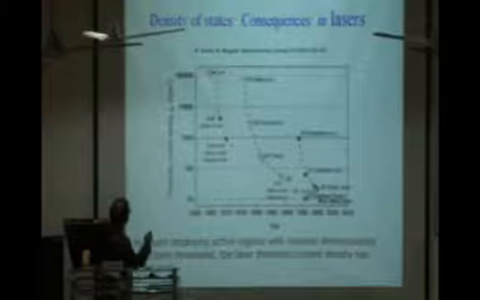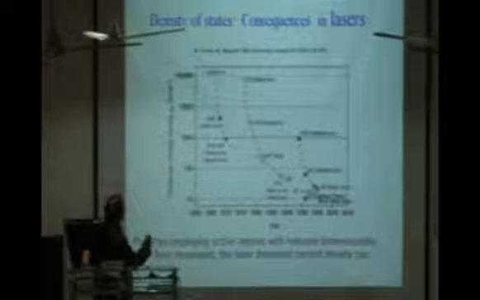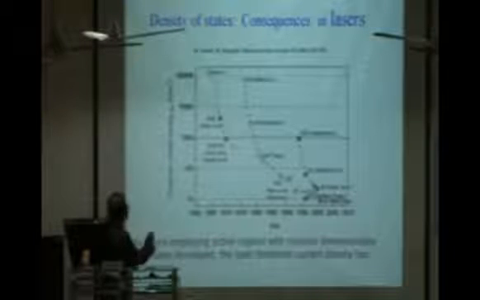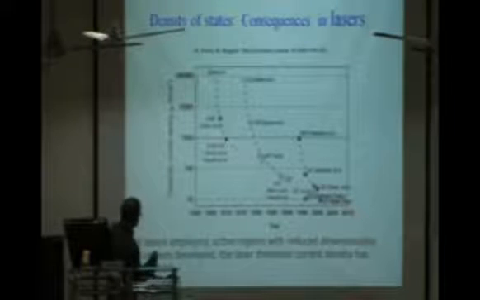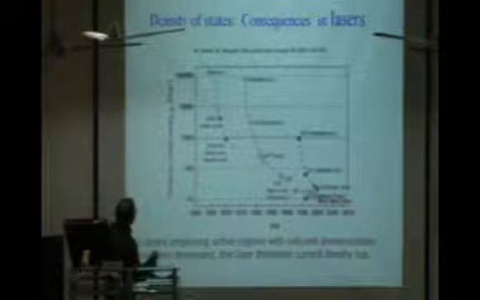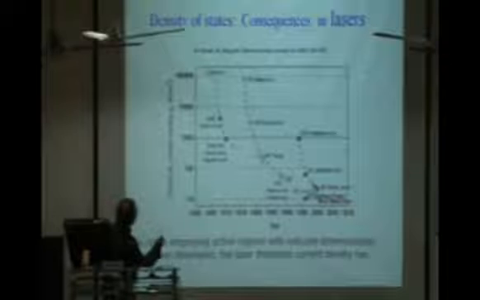Then from the homojunction, people came to the heterojunction. In fact, you know that Alferov, this Russian physicist, got the Nobel Prize for this heterojunction semiconductor laser. The concept was given by them. And finally, from heterojunctions we go to the quantum well.